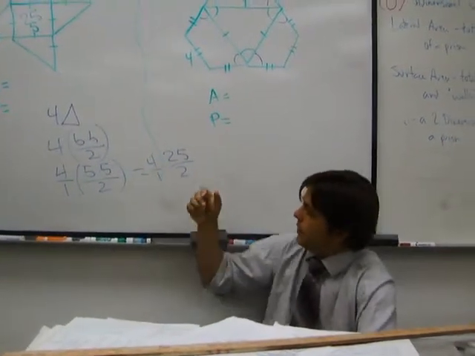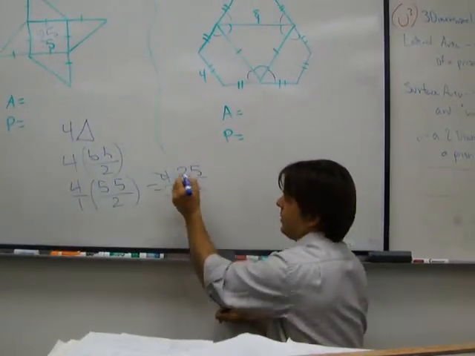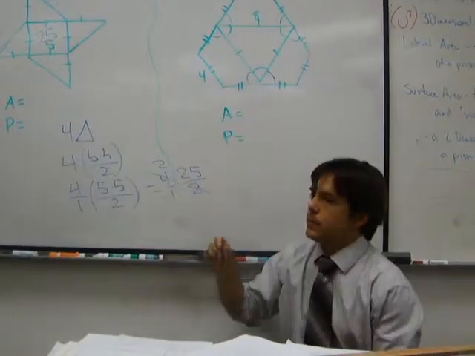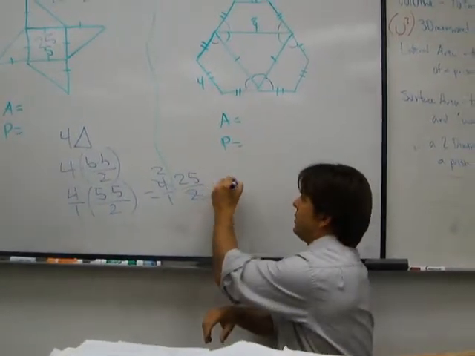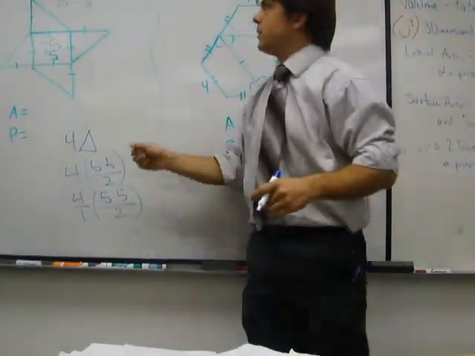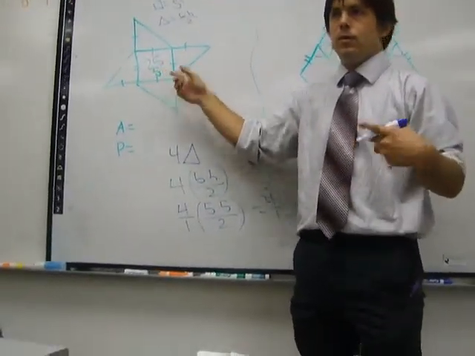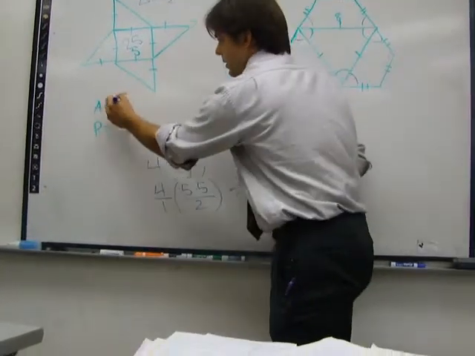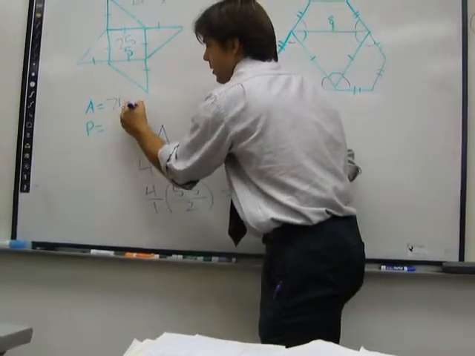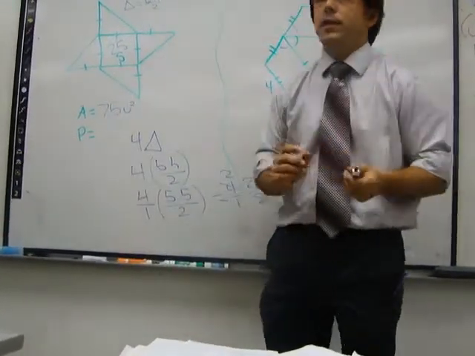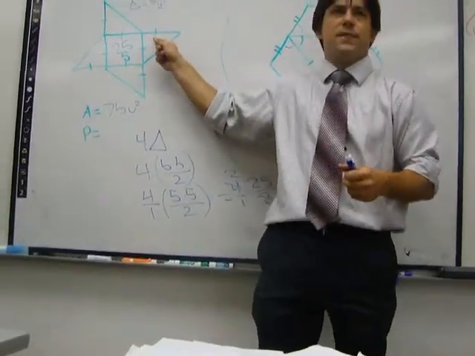Now I can multiply first, but I can also just reduce first. So what is 4 divided by 2? 2. So I cancel that out and I've got that. What's 2 times 25? 50. So that's 50. Now that would be for the 4 triangles, right? So we got the 4 triangles equaling 50, and what does the square equal? 25. What's 50 plus 25? 75 square units.